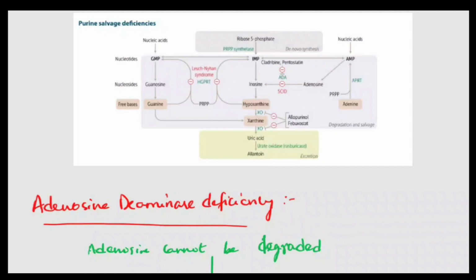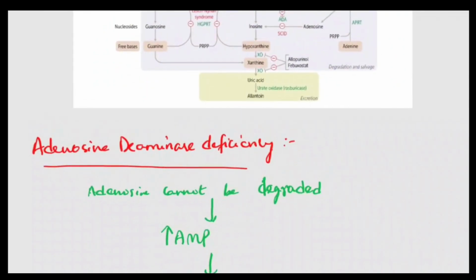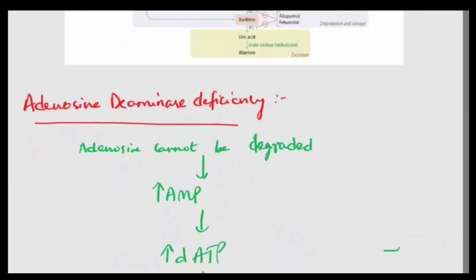Coming to purine salvage deficiencies, the first one is called adenosine deaminase deficiency. We know that adenosine deaminase is required for the degradation of AMP and adenosine to xanthine, and also salvage of adenosine back to AMP and to ATP. In adenosine deaminase deficiency, because there is deficiency of adenosine deaminase, the adenosine cannot be degraded, which will increase the AMP, and which will increase the dATP because they cannot be degraded.